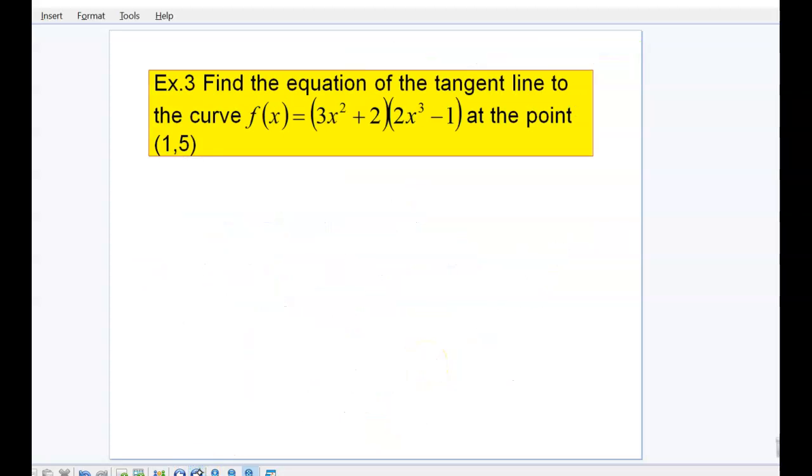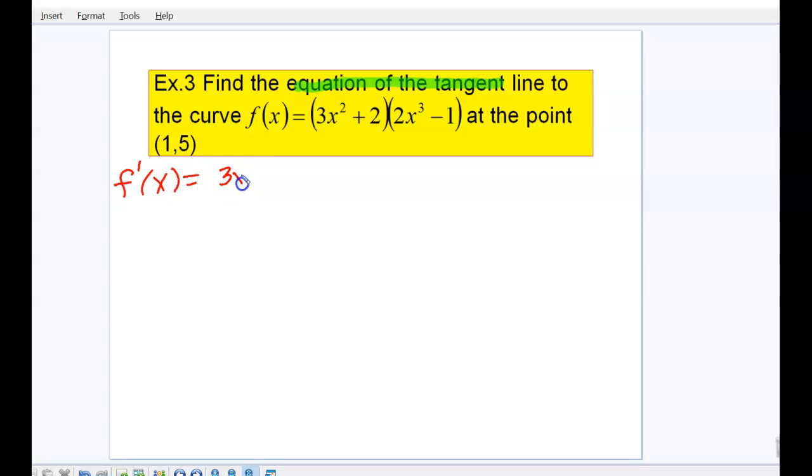Okay, in our next example, we have an application again, and we're asked to find the equation of a tangent line to this curve at the point 1,5. So again, to find the equation of a tangent line, you need slope and point. We already have the point. The slope is the derivative. To find the derivative, I'm going to use the product rule.